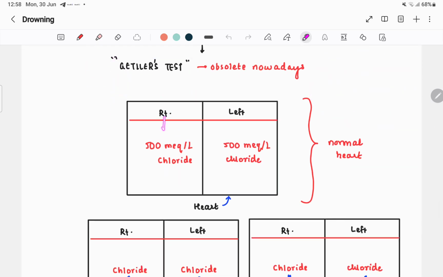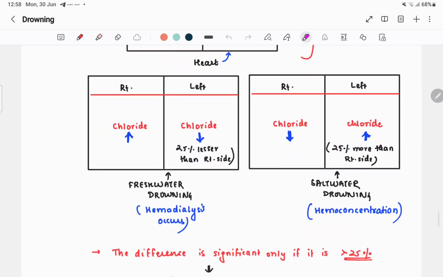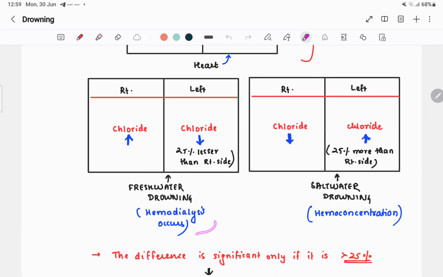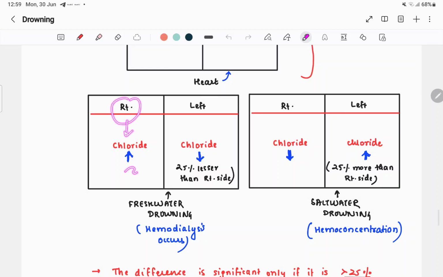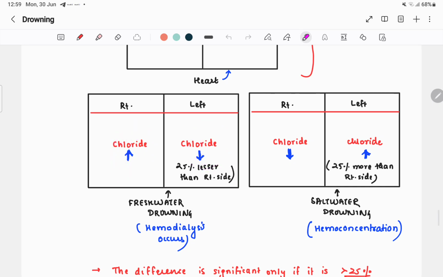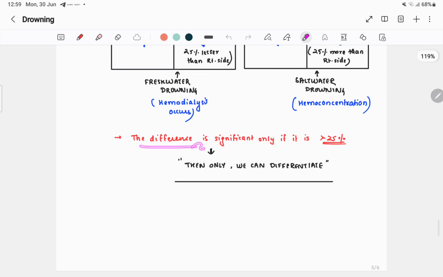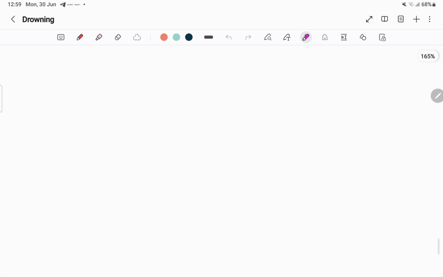So a normal heart has 50 milliequivalent per liter chloride in right and left. But whenever there is freshwater drowning, hemodilution will occur. So in right, chloride will increase, and in left, chloride will decrease, 25% less. In saltwater drowning, hemoconcentration, left chloride increases and right chloride decreases. Reverse. Okay. The difference is significant only if it is more than 25%. Then only we can differentiate between freshwater and saltwater drowning. Understood? Okay, so let's make a summary.